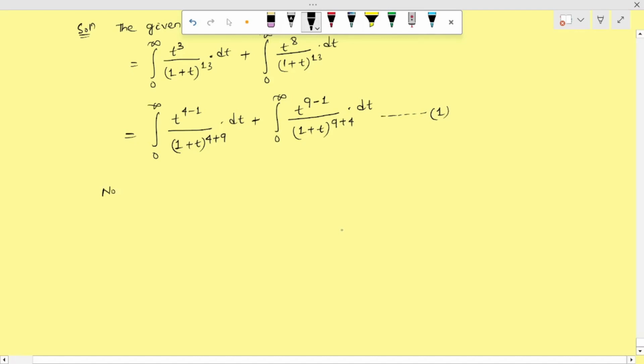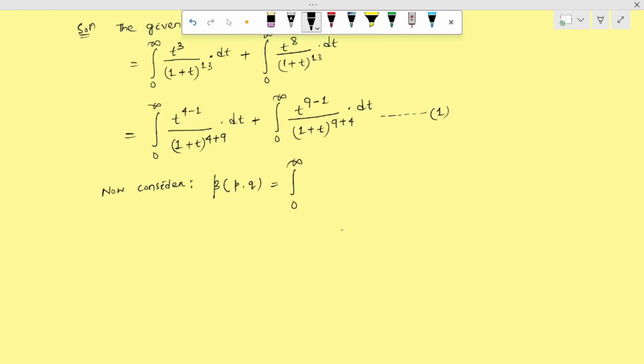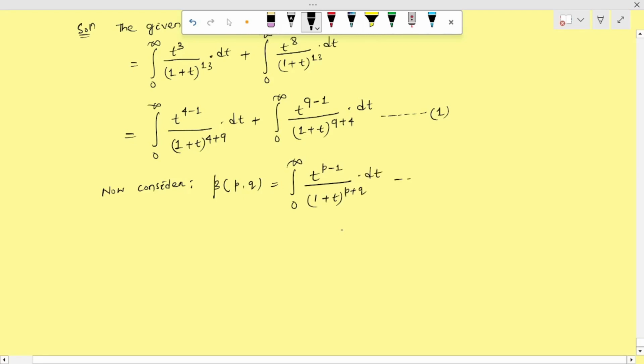Now consider beta pq. What we know is beta pq equals integral from 0 to infinity of t to the power p minus 1 by (1 plus t) to the power p plus q, dt. Let this be equation number 2. Now compare equation number 2 with this integral and with this integral.